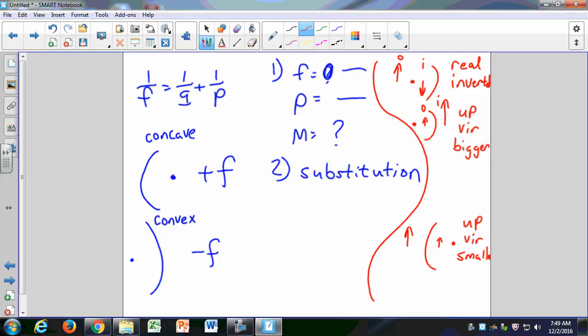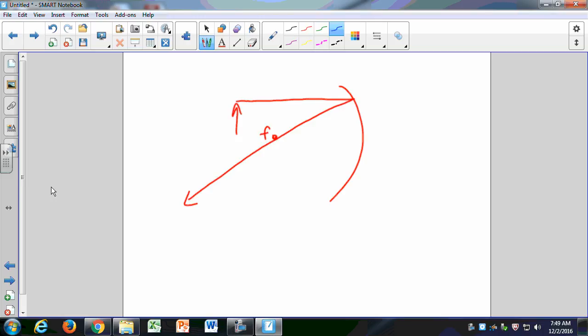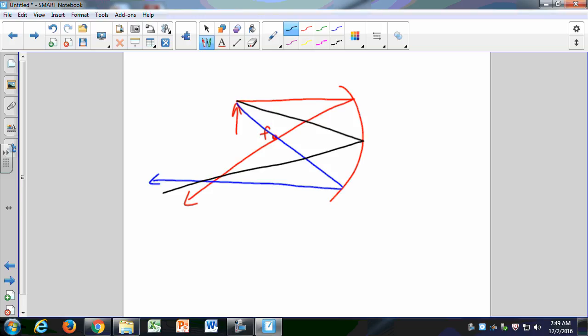Remember, for those, let's do the concave because it's easiest. In fact, it's a concave mirror. Remember, my rays look like this. I go parallel to the axis through the focal point. This is the focal point. I go through the focal point parallel to the axis. I go to the center of the mirror like that. And I go through the center of curvature.